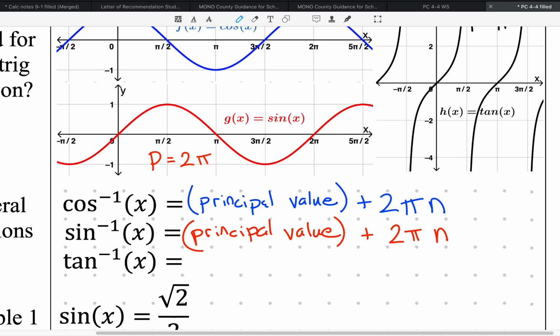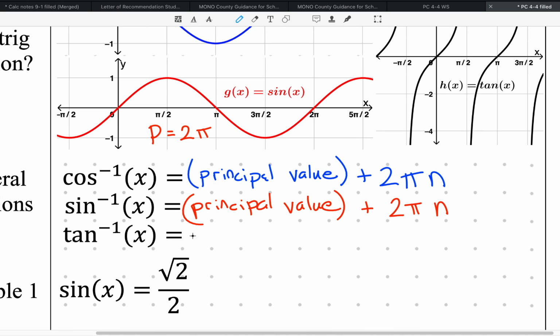All right, someone tell me what the arctangent function is going to be generalized. Ellery? There it is.